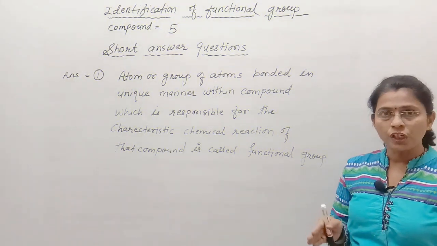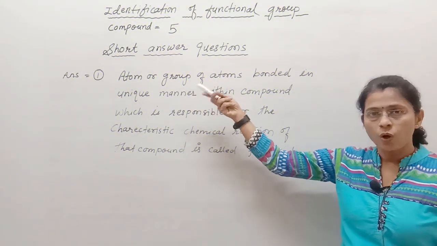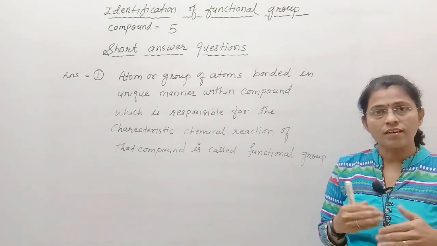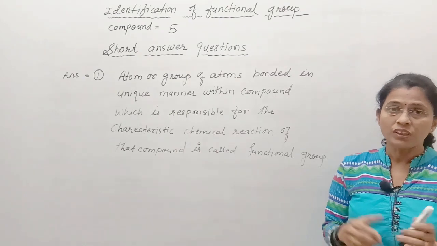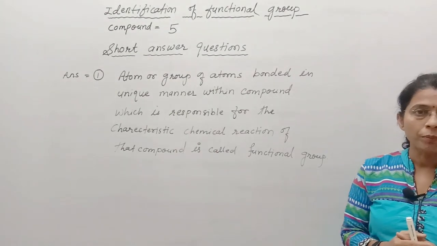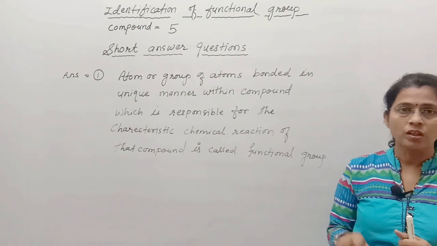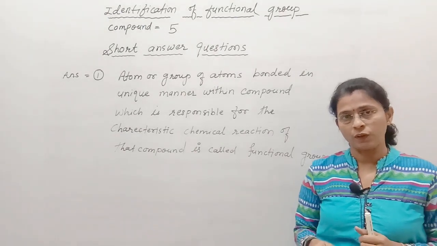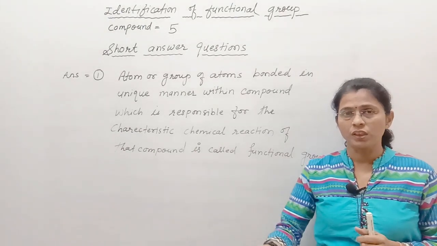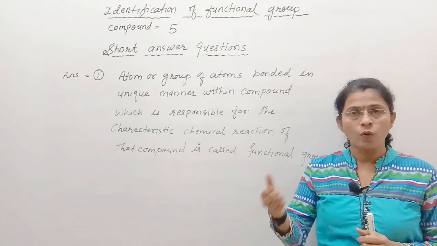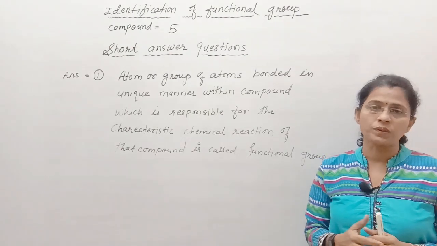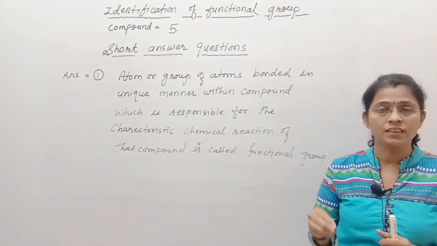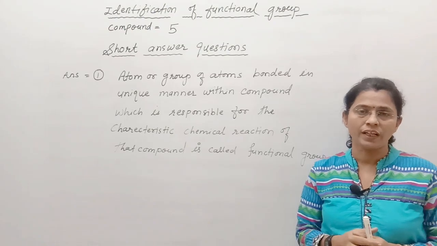Madam, how to define functional group? See, functional group is an atom or group of atoms which is arranged in a unique manner, which decides the chemical properties of your compound, is called a functional group. We have seen that ketonic group is a functional group, OH, hydroxyl group is a functional group. Such a number of functional groups are there which decide the chemical properties of that compound.